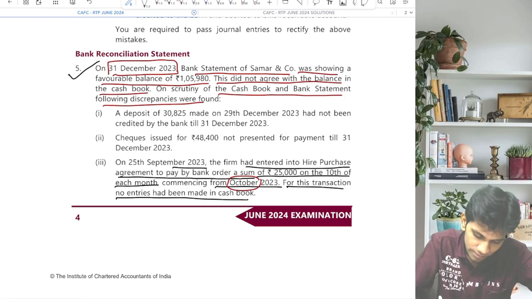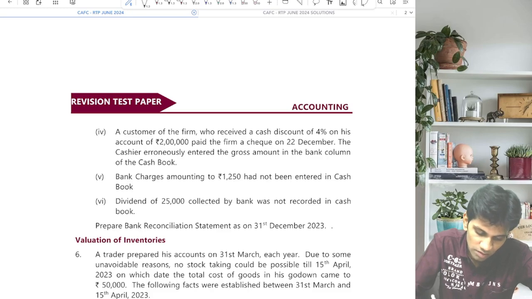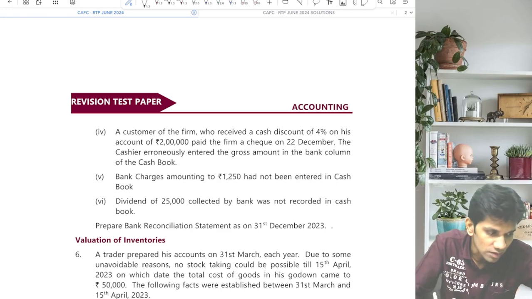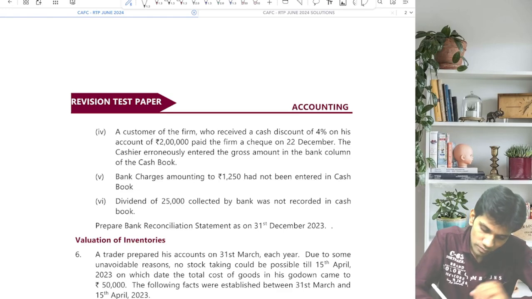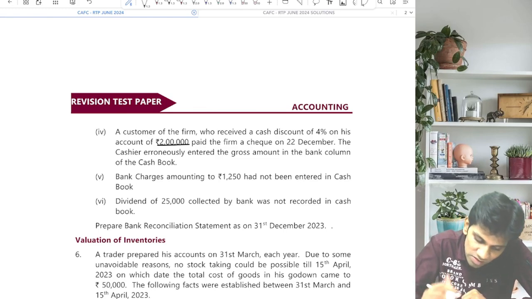Next transaction. A customer of the firm who received a cash discount of 4% on his account of 2 lakh. Means a customer was there, he was supposed to pay 2 lakh rupees to us. We gave him a cash discount of 4%.